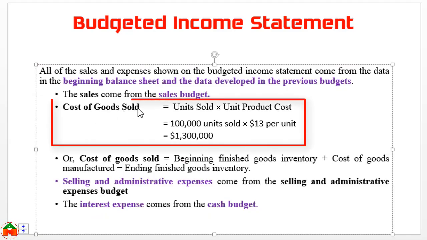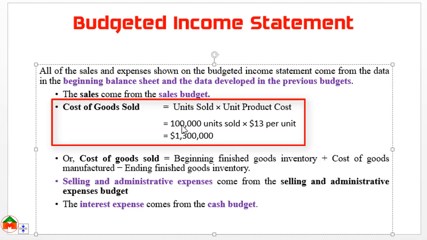We can see cost of goods sold. We have sold 100,000 units. This amount is taken from the sales budget, and we know the unit product cost is 13 per unit. This amount is taken from the ending finished goods inventory budget. If we multiply the 13 per unit product cost with the 100,000 units sold, we will get the cost of goods sold.